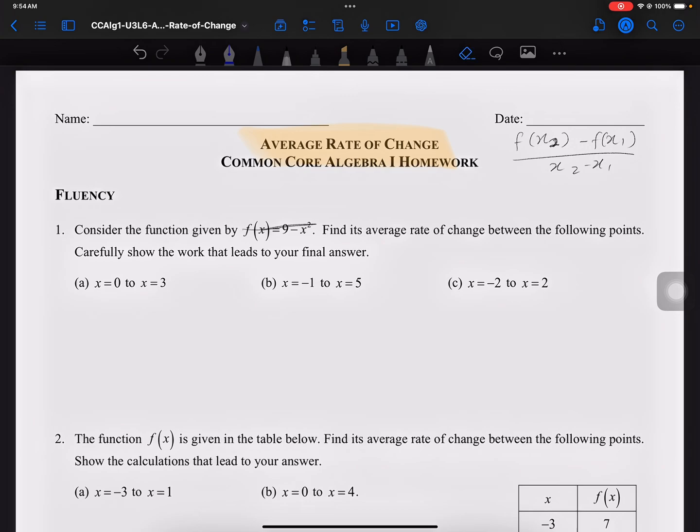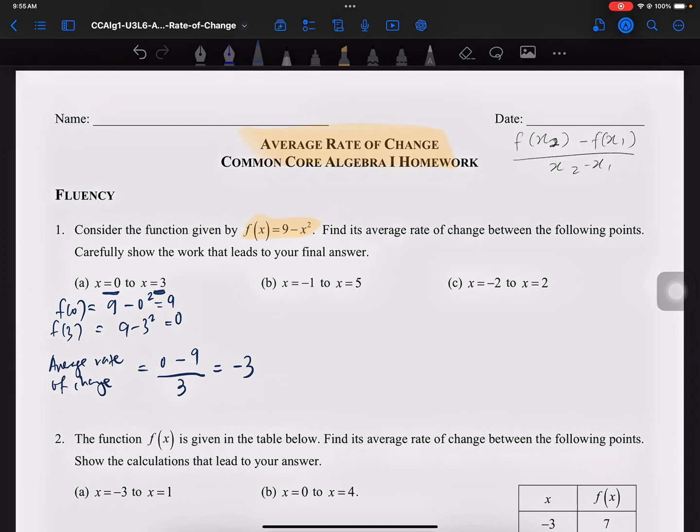So let's find the average rate of change between two x values using the formula step by step. We have the first function, from 0 to 3. Substitute each x value into f(x). When f(0), 9 minus 0 squared, which is 9. f(3), 9 minus 3 squared, which is 0. Then we apply the formula. Average rate of change is 0 minus 9 over 3, which is negative 3.